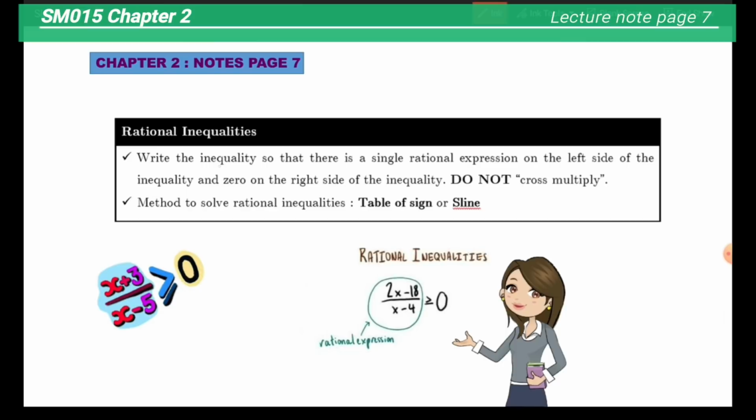The idea is we can write the inequality so that there is a single rational expression on the left side of the inequality and 0 on the right side of the inequality. Please remember that you do not cross multiply to find the answer. The methods that we can use to solve rational inequalities are the table of sign or the slant method. This is the form of the rational expression that we need to know so that we can solve the questions. Let's move to the examples that we have here.